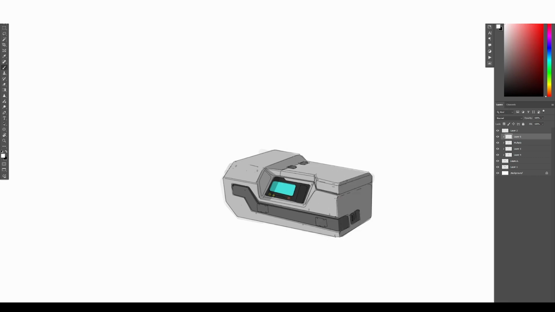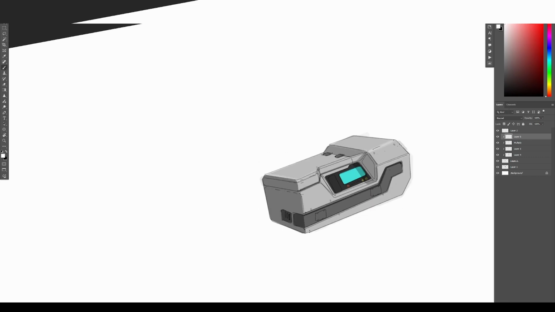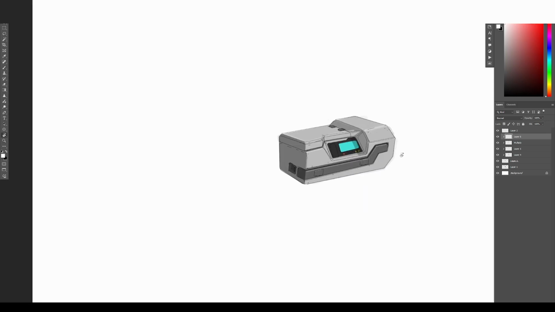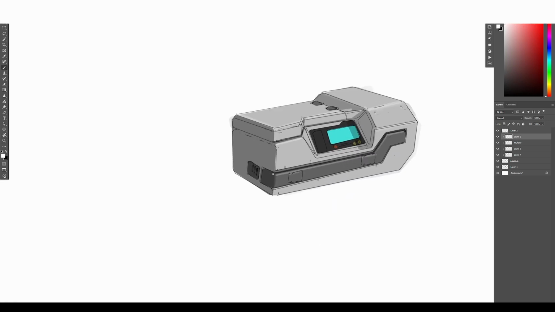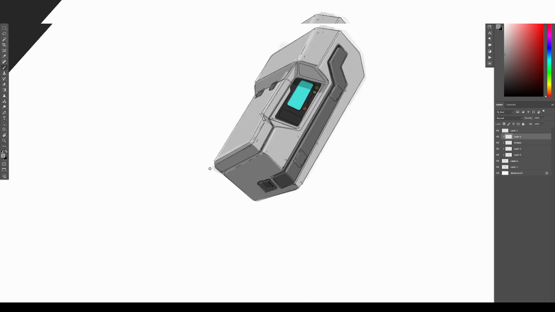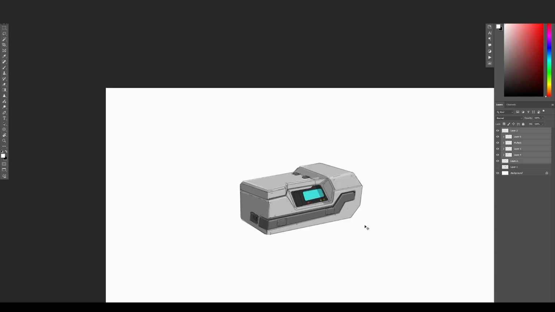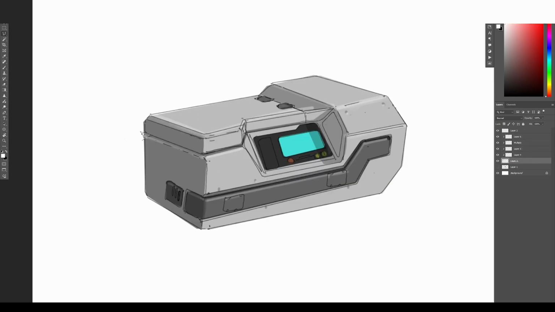So last step to this, again, using very basic tools and just going in and adding a multiply layer to indicate shadows to help describe the forms a little better. And I'm just hitting some of those beveled edges with a highlight. And this stage is just about making the design a little bit easier to read.